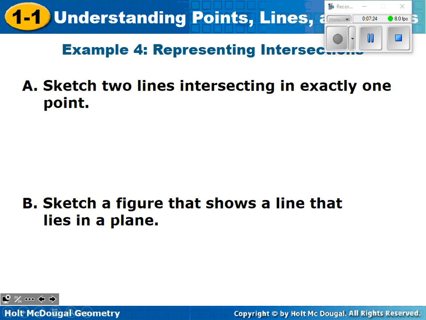If it's in it, that means it's lying on the plane. If this is not through. If it says it intersects, then that means it's going through the plane. Going to give you just another few seconds.